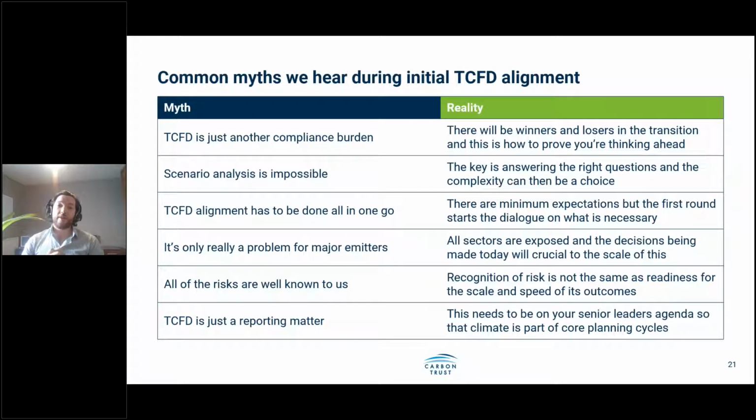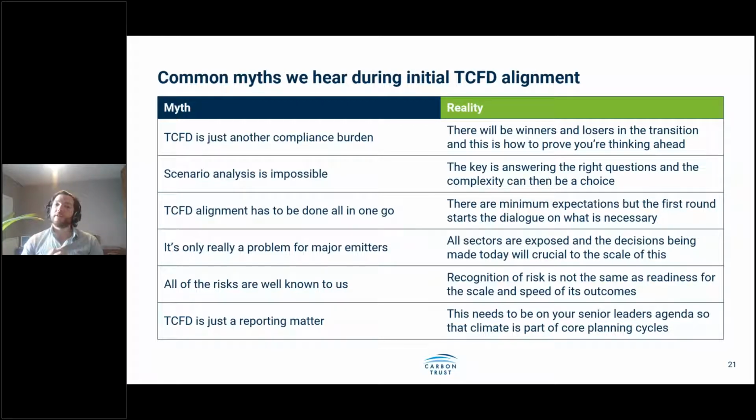And I think we really see that, as I said, there's going to be winners and losers in that transition. And TCFD really provides this framework and opportunity to show how you're thinking ahead, planning for that future, and planning for a world that is fundamentally very, very different to the one that you're currently operating in, and that you're ready for those changes that are coming through.